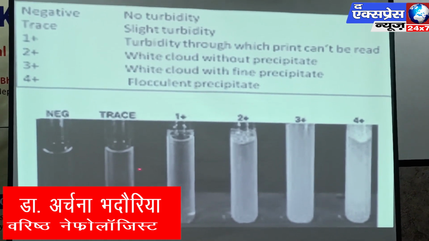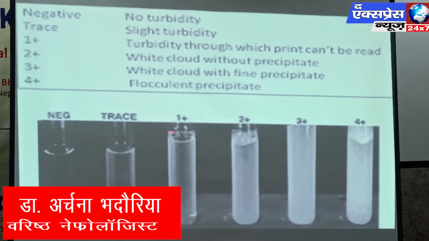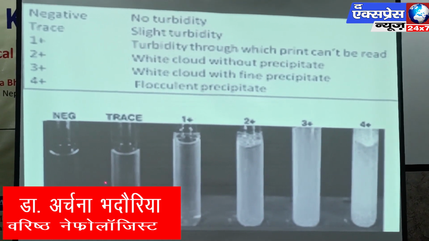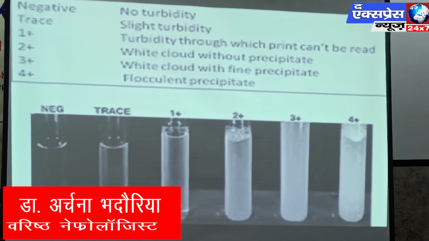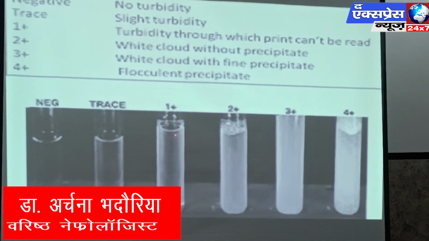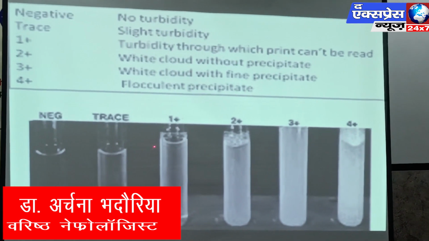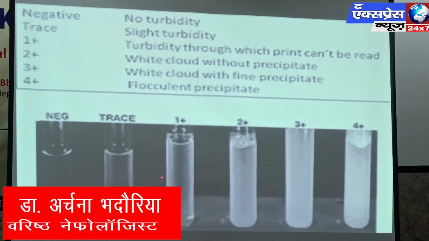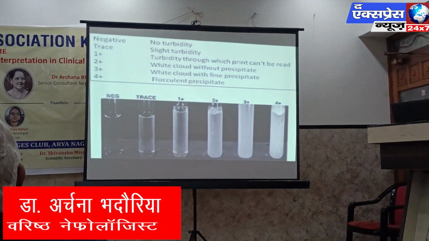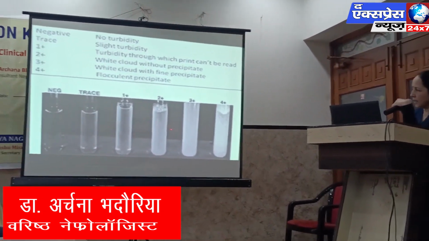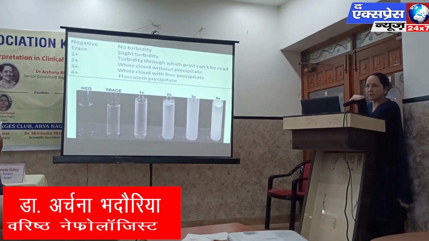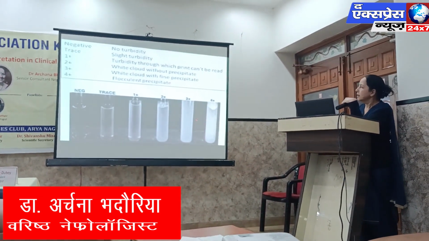So this is how it is interpreted. These are the various levels of proteinuria present on heat testing. Negative is absolutely transparent. With slight turbidity, once we put a paper or print material behind the test tube, we are able to read it. With 1 plus proteinuria, we cannot read the print, but we can see that some lines are there behind. With 2 plus, we are not able to see anything, we just cannot see through it. Then there are fine flocculations, and then heavy flocculations or coagulations.